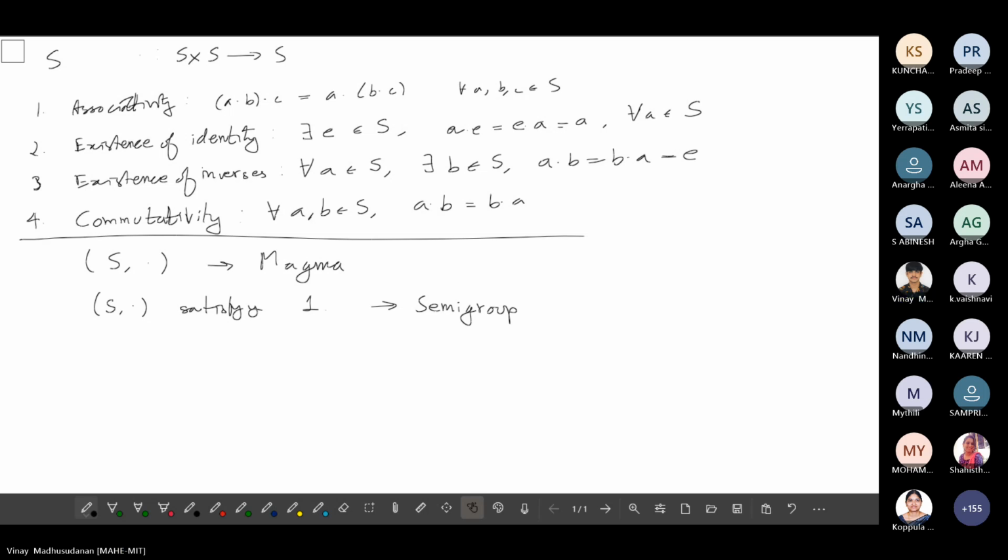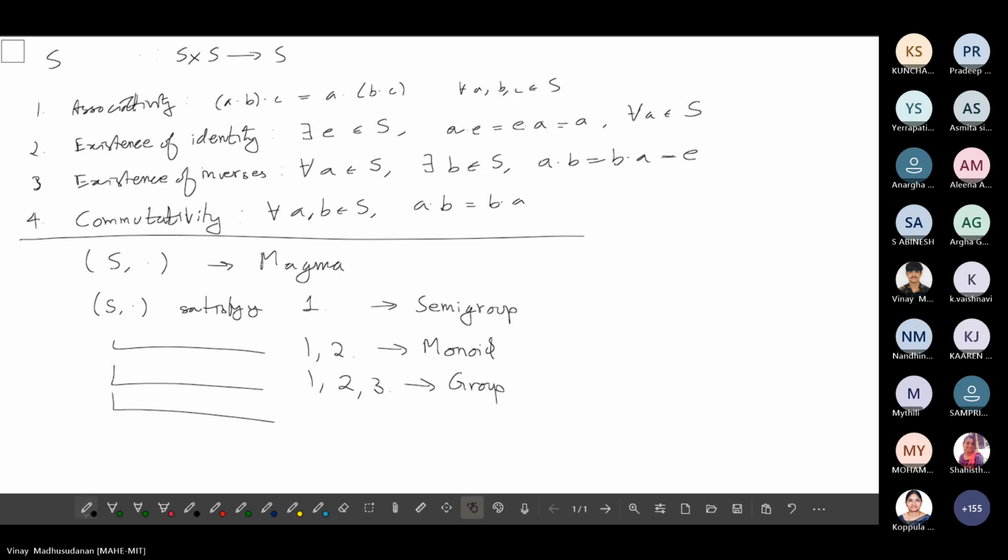Then satisfying 1 and 2, that is a monoid. So a semigroup in which an identity element exists. Okay, that is a monoid, and if it satisfies all of the first 3 axioms, then we have what is called a group, okay, which is our main objective of study here, but we'll sometimes refer to monoid and semigroup also.